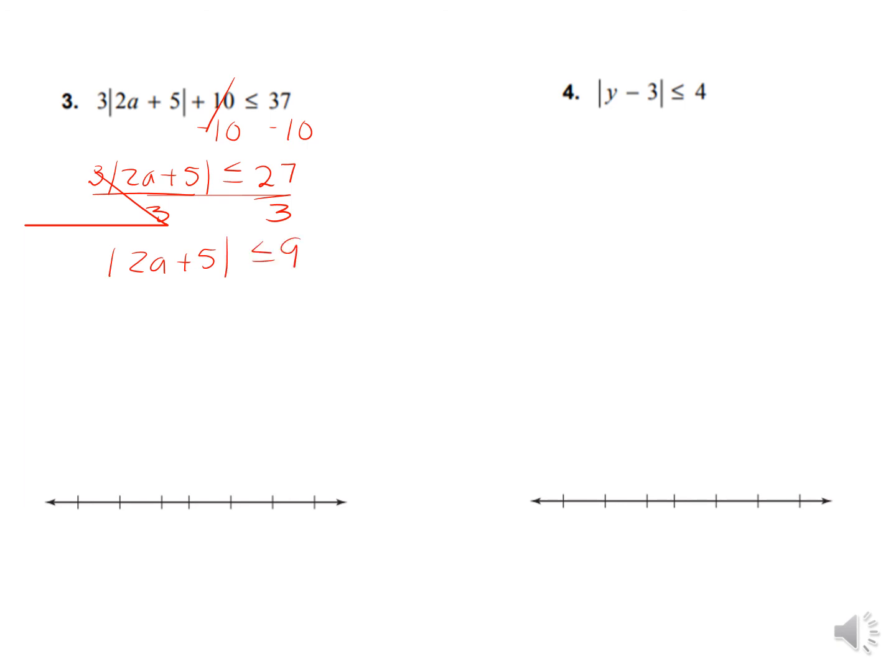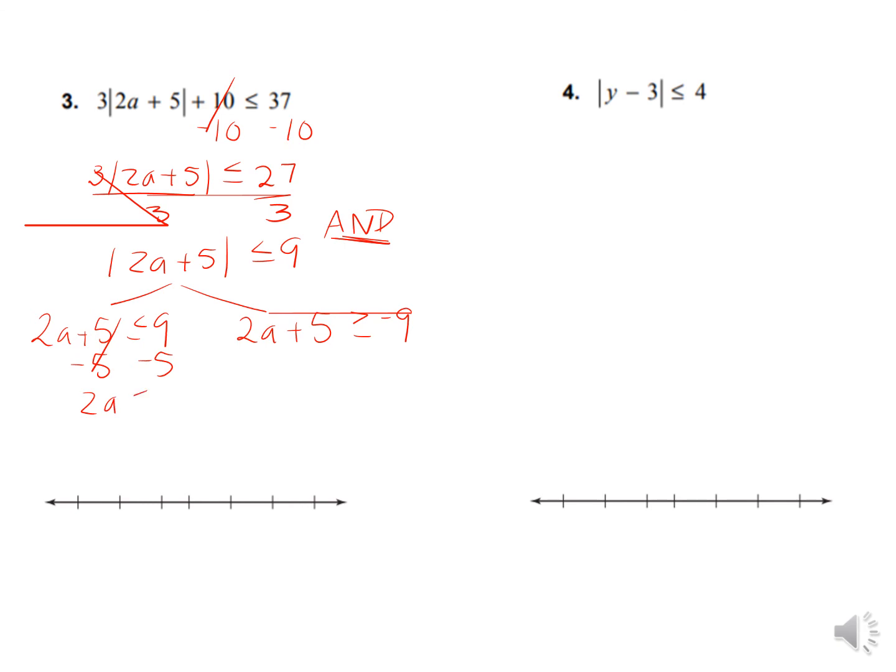I'm finally ready to split, and I go absolute value is less than, so I see that this better be an and problem. And we're going to talk about the exceptions on the next video, but just know that that's why we have to make sure we know what it is. So I'm going to split it. We have 2a plus 5 is less than or equal to 9, and 2a plus 5 is greater than or equal to negative 9. So subtract 5 from each side. I get 2a is less than or equal to 4, so a is less than or equal to 2.